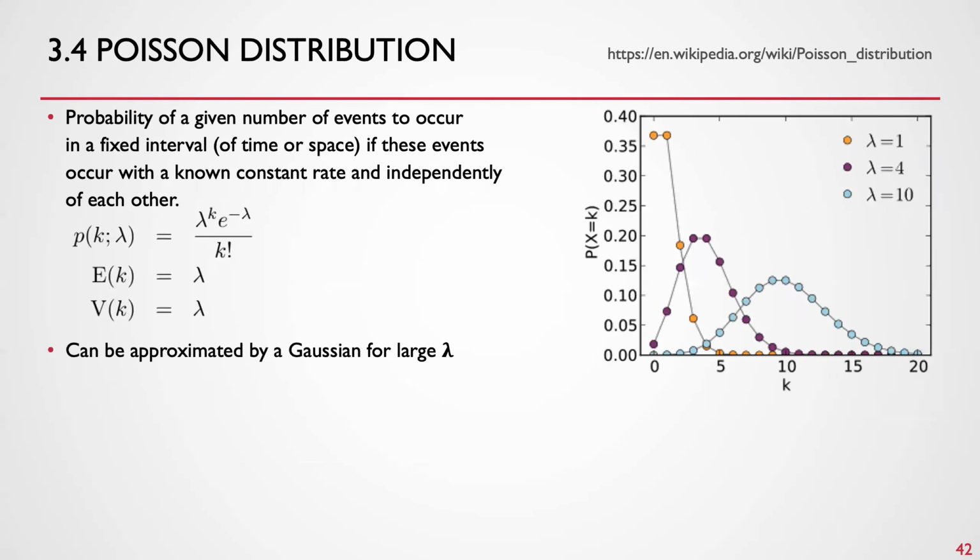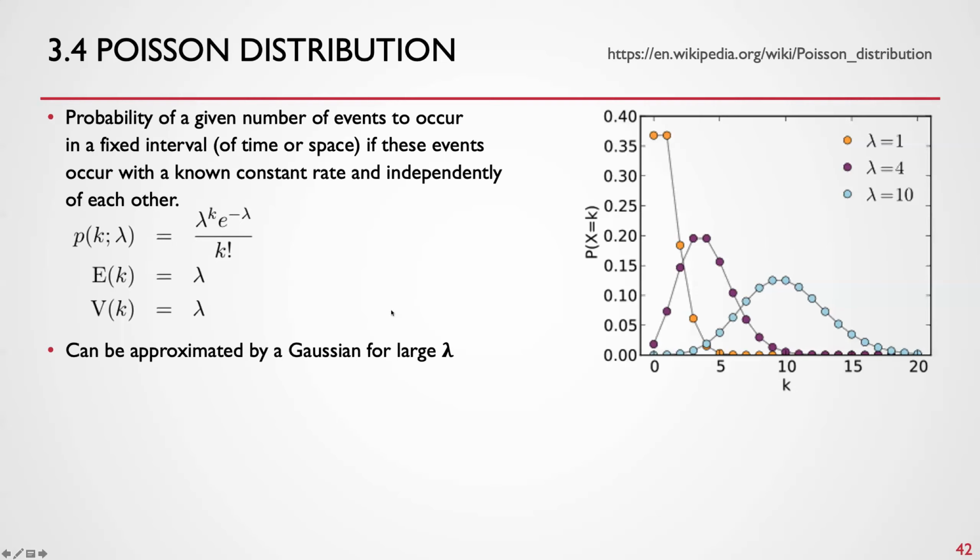Okay, the second distribution we have to discuss is the Poisson distribution. The Poisson distribution describes the probability of a given number of events occurring in a fixed time interval if these events occur with a known constant rate and independently of each other. For example, if you stick your hand out into the rain, assuming that the raindrops fall in an uncorrelated fashion, then the number of raindrops that hit your hand in the given time interval is Poisson distributed. The formula is given here by the exponential.